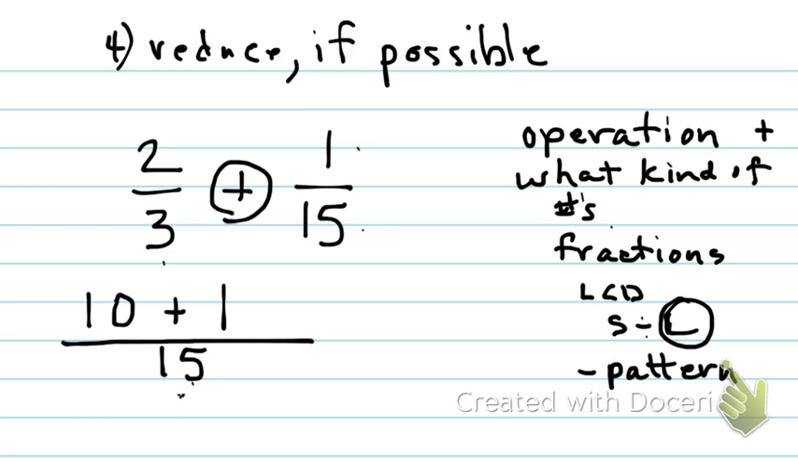Where'd the plus come from? We just brought it down, right? 15 divided by 15 is 1, times 1 gave us the 1. Divide, then what? Multiply. Now what do I need to do? So 11 over what? Will that reduce? So there is your answer.